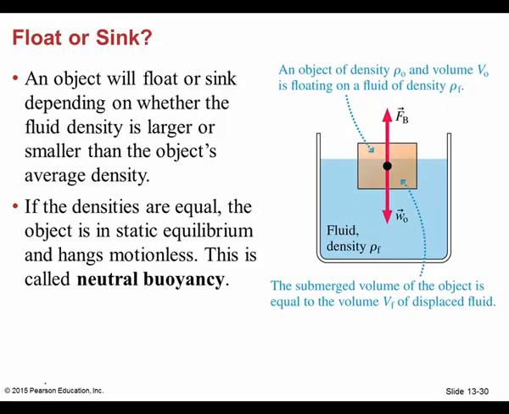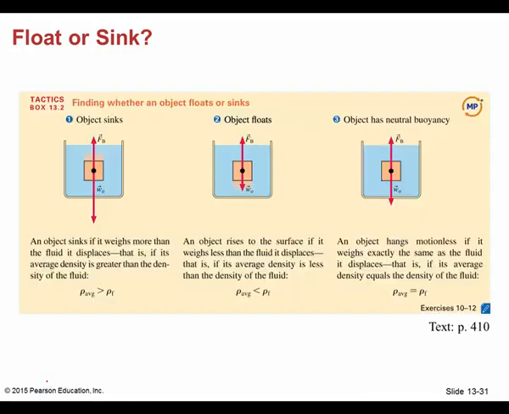All right, now, so when we put this in here and the object's floating, okay, if the densities are equal, then the object is in static equilibrium, it hangs motionless, all right? So if we've got an equal density, then guess what? That block is at what's called neutral buoyancy, okay? It's at neutral buoyancy.